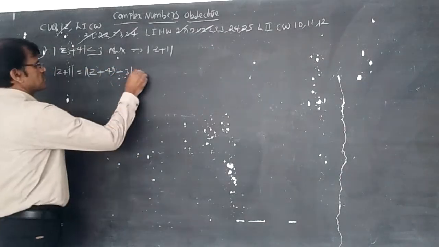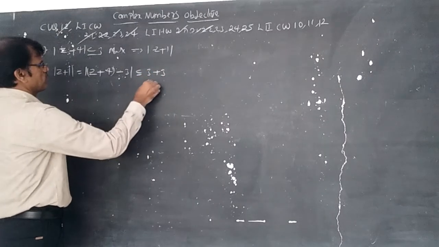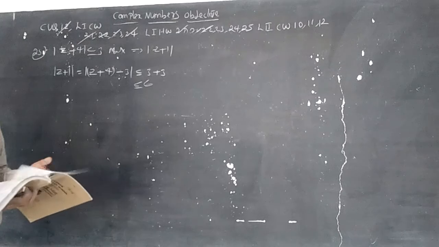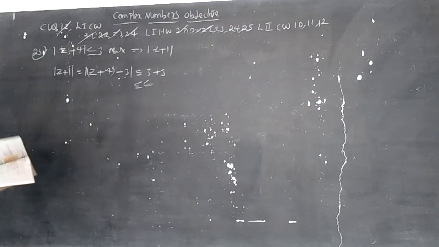This is better. So this is less than or equal to 3 plus 3, which is 6. The answer is 6, the third option. Let's go, next.